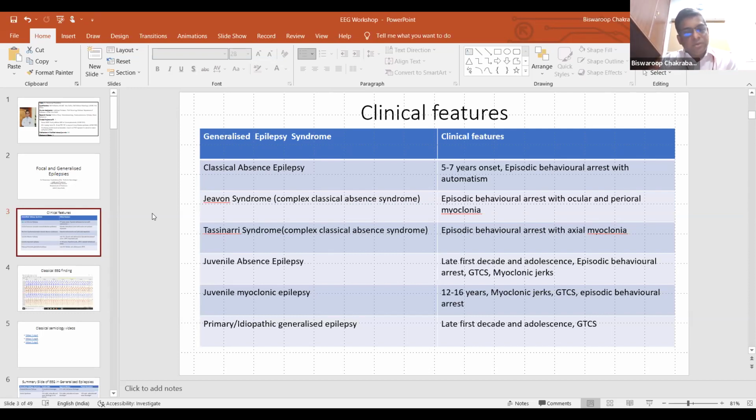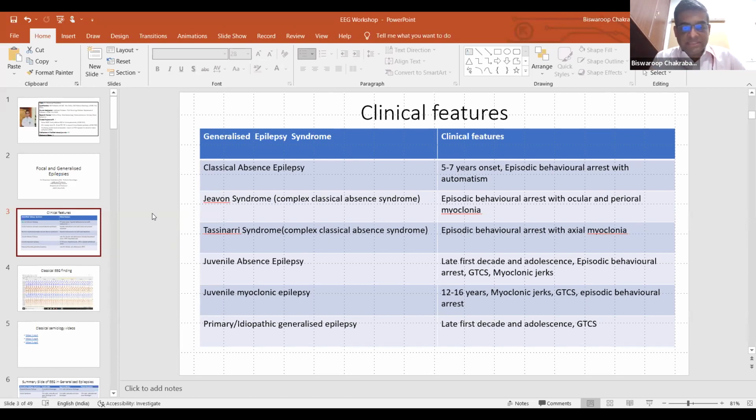We will be seeing some classical videos and classical EEGs, and these things will become clearer, but this is just an initial slide to sensitize the audience. Then we have another common syndrome seen with absence epilepsy, known as Tassinari syndrome. It shows episodic behavioral arrest with axial myoclonia. Then we have juvenile absence epilepsy. Because classical absence epilepsy is around 5 to 7 years, juvenile absence epilepsy is between the late first decade and adolescence, characterized by episodic behavioral arrest. But compared to childhood absence, one would see generalized tonic-clonic seizures and myoclonic jerks with juvenile absence epilepsy.